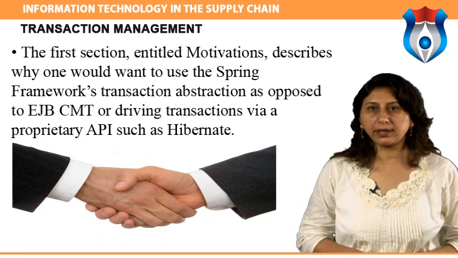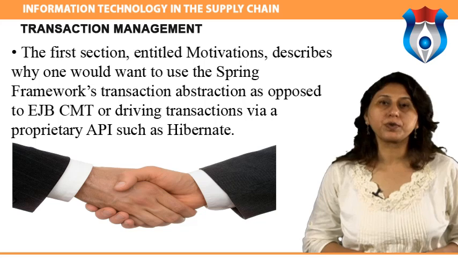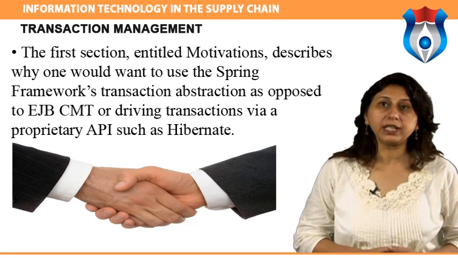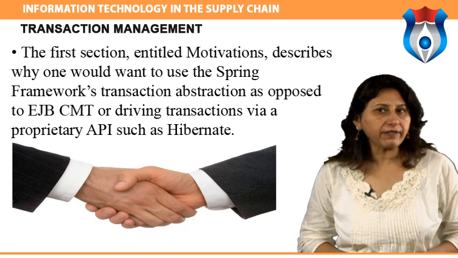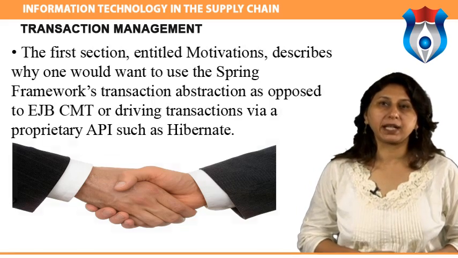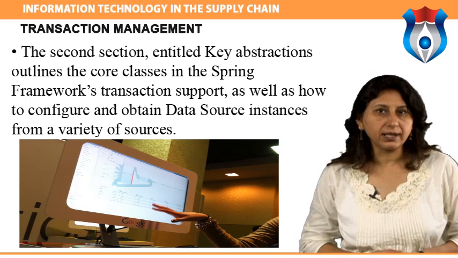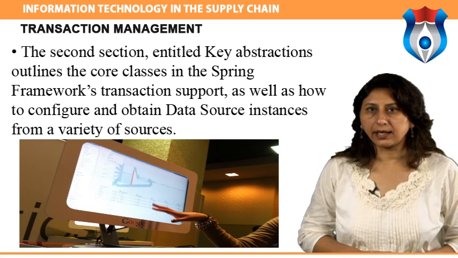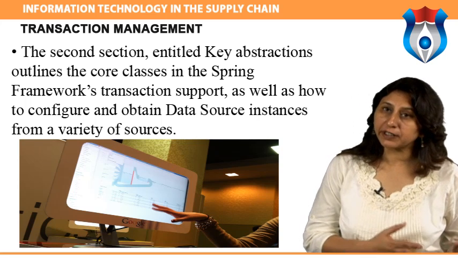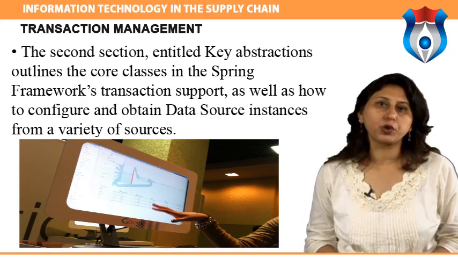The first section, entitled Motivations, describes why one would want to use the Spring Framework's transaction abstraction as opposed to EJB CMT or driving transactions via a proprietary API such as Hibernate. The second section, entitled Key Abstractions, outlines the core classes in the Spring Framework's transaction support, as well as how to configure and obtain data source instances from a variety of sources.